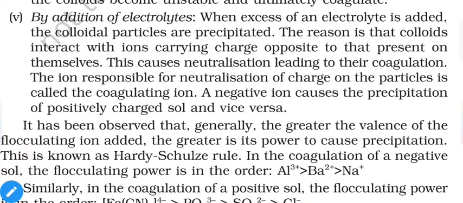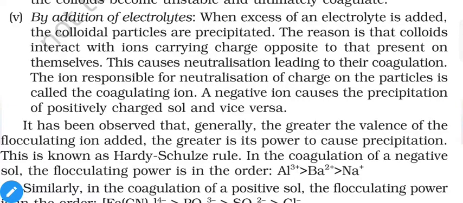So again we are disturbing the balance. When excess of electrolyte is added, the colloidal particles are precipitated. The reason for that is colloids interact with the ions carrying charge opposite to that present on themselves. That means if we have a positively charged colloidal sol, then addition of electrolyte will produce both positive and negative types of ions. Then the positive colloidal particle will feel attraction towards the negatively charged ion. And the same thing is applicable for negative colloids.